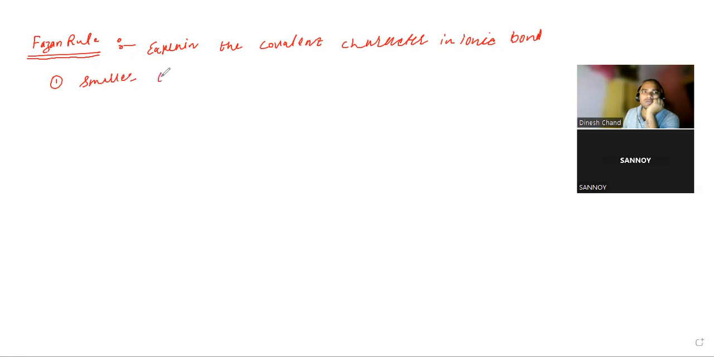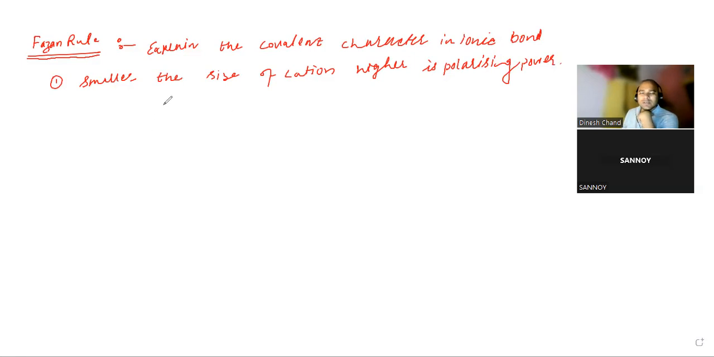So you said the smaller the size of the cation, the higher is its polarizing power. And sir, in case of the anion, it will be polarizing ability. Okay, thank you very much. Higher is polarizing power. Okay, let me check.